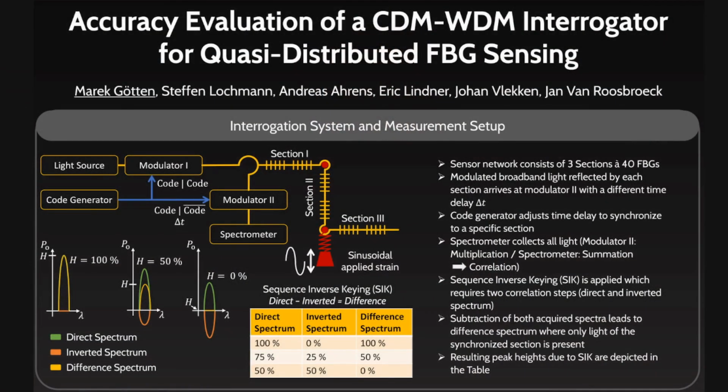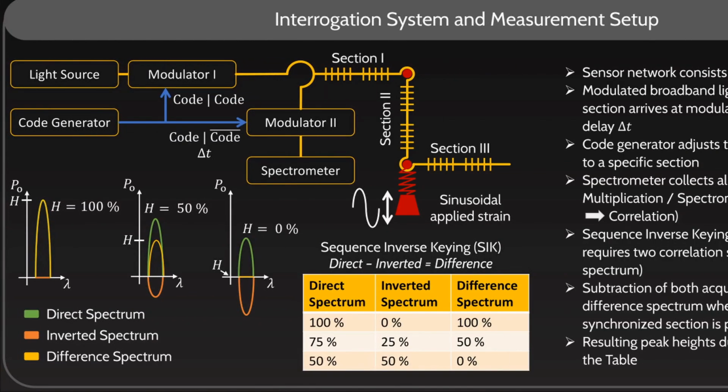At first, I briefly introduce the interrogation system. Peak detection of reflected light from FBGs is based on a so-called difference spectrum. It is a result of two optical correlation steps, a direct and an inverted spectrum, carried out by two modulators and a spectrometer. The subtraction leads to a difference spectrum that contains only light of a specific part of the sensor network. It is determined by the different optical path lengths for each section.